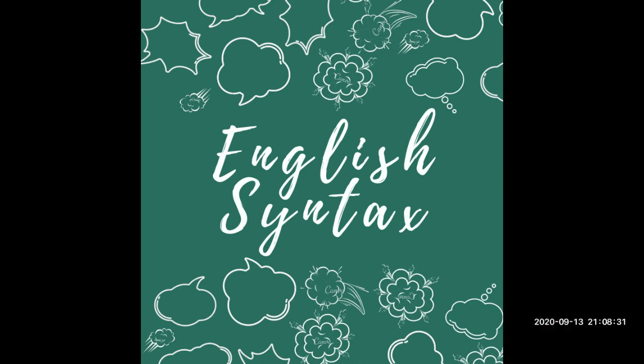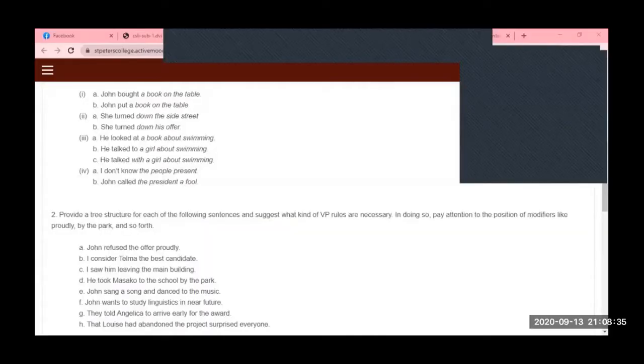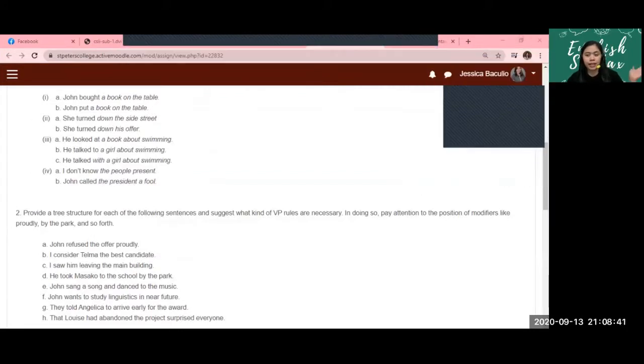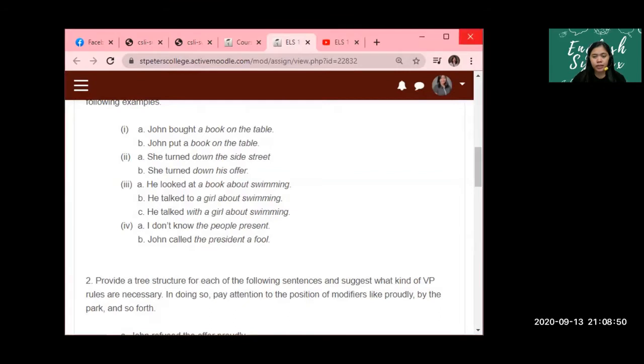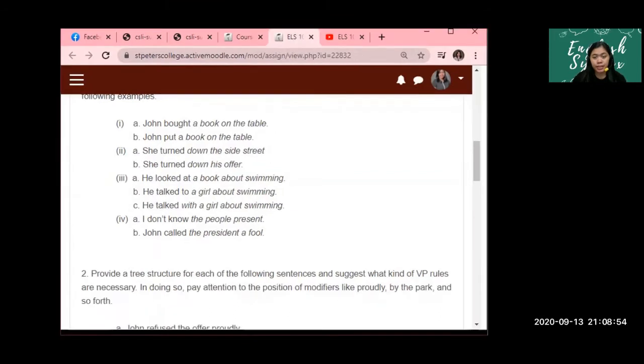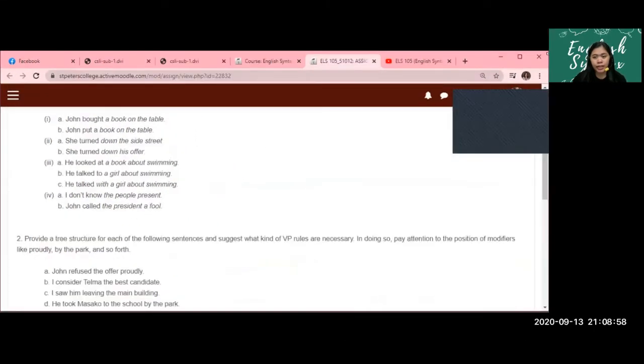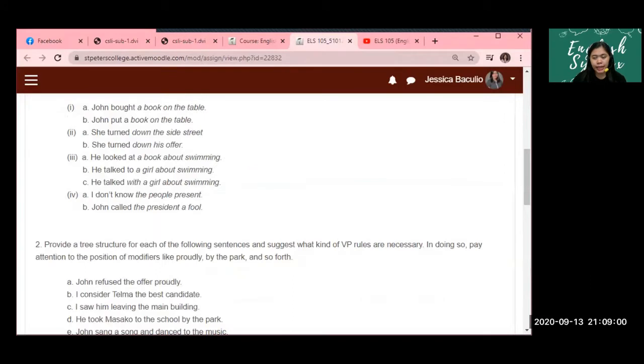I will be continuing today the discussion on English syntax. So, welcome back again. This is English syntax, ELS 105, and today I will be discussing the rest of chapter 2 of the book English Syntax by Kim and Sells in 2008. So I will be talking about that today.